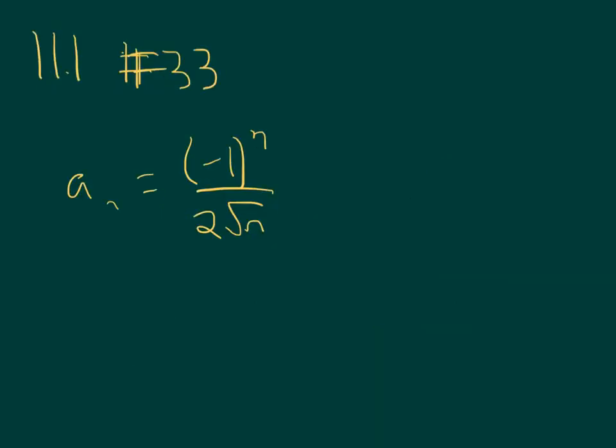All right, so for 33, this is going to be an alternating series. When n is odd, a sub n is going to be negative. When n is even, a sub n is going to be positive. But what's going to happen is that the numerator is always going to be negative 1 or 1. The denominator is always just going to get bigger and bigger. So something that is either 1 or negative 1 over some large number is going to go to 0 as n goes to infinity. So this is convergent, and it converges to 0.